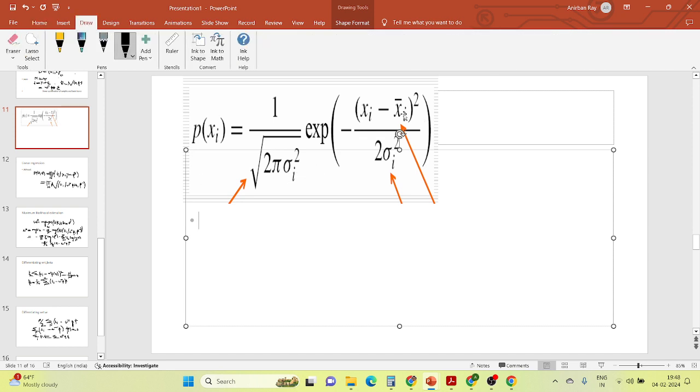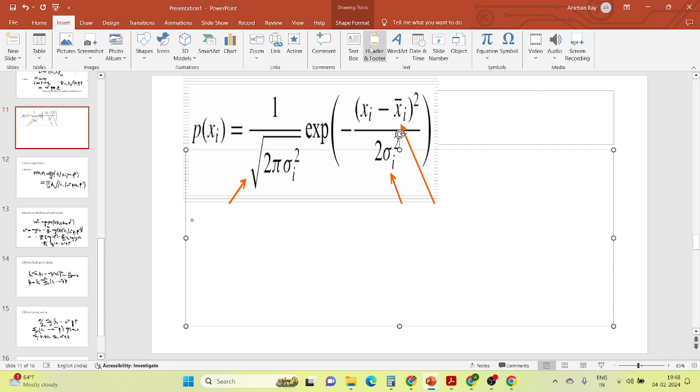Here the xi bar is like the mean of the data. Means you have a given data set with different x1, xi values. Suppose 1, 2, 1, 3, 5, minus 1, 4, 9, 6, 9, like that. It can be anything. So the mean of the data is this.